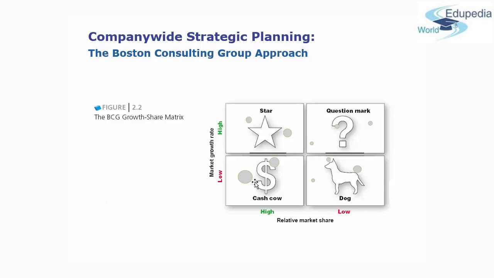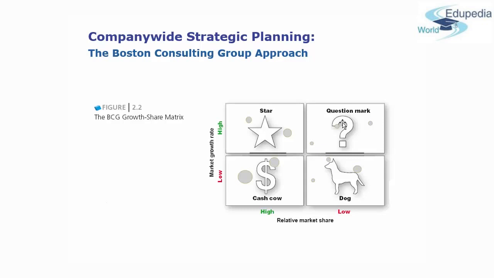The dog is something where the relative market share is low, and the market growth rate is also low. This is where you need improvement. If you feel that a product or a service is doing just okay, this is where you're going to focus, and this question mark is also where you're going to focus. Question mark means, why do we even have it?